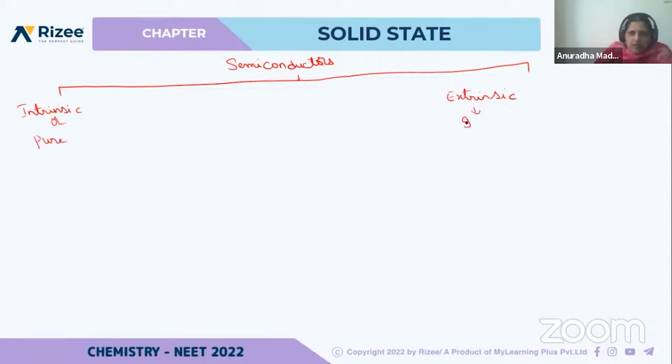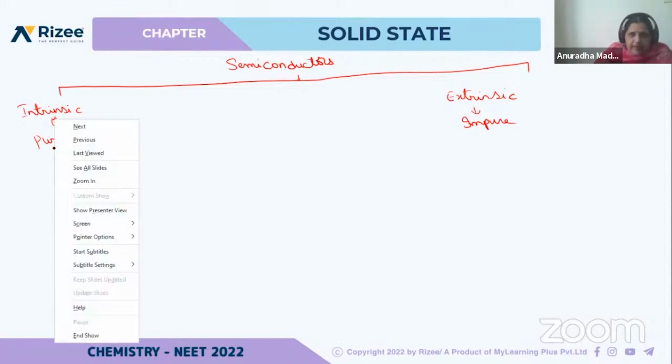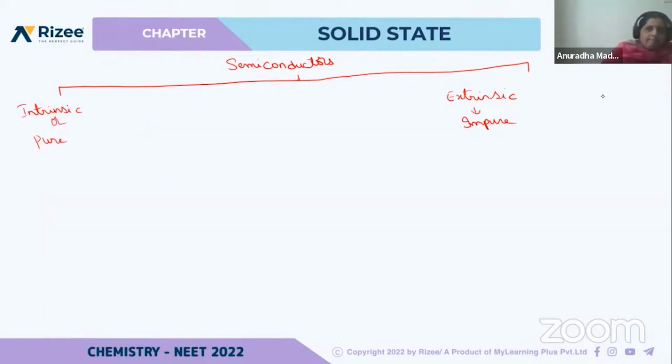Or else we can say this one as pure semiconductors, and this one as impure semiconductors. We can consider this one as pure or intrinsic semiconductors. These are extrinsic or impure semiconductors. So let's see what are intrinsic and extrinsic.